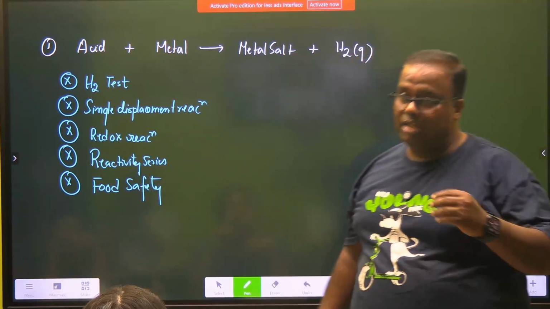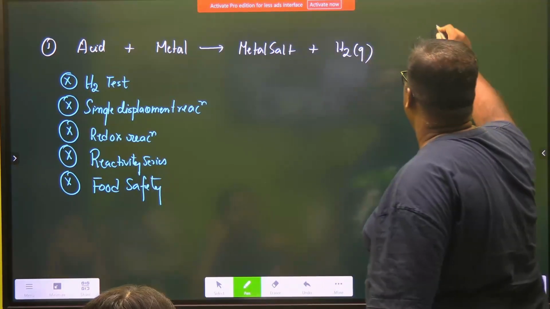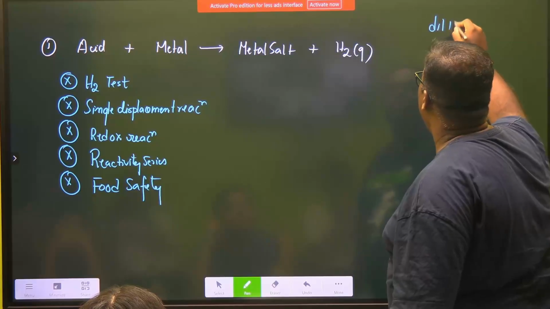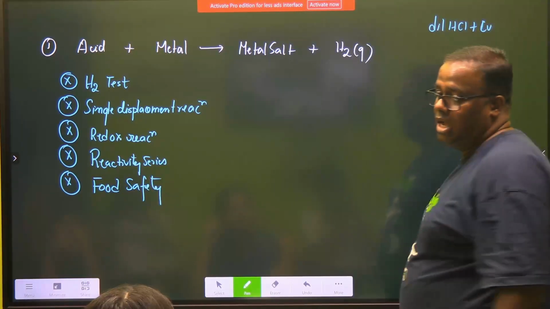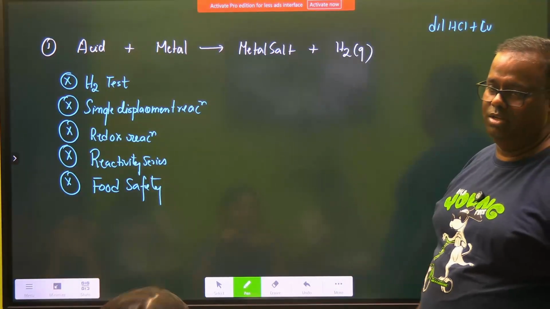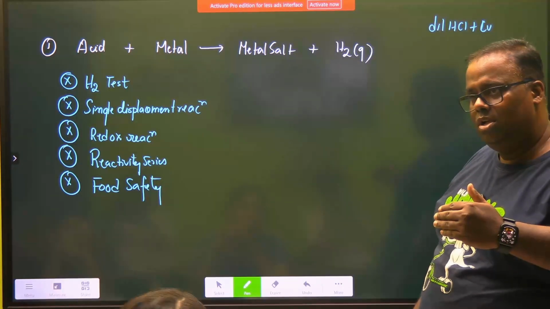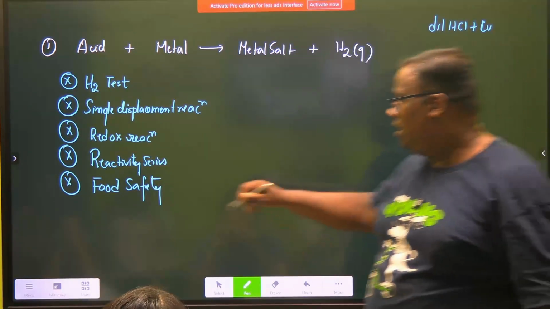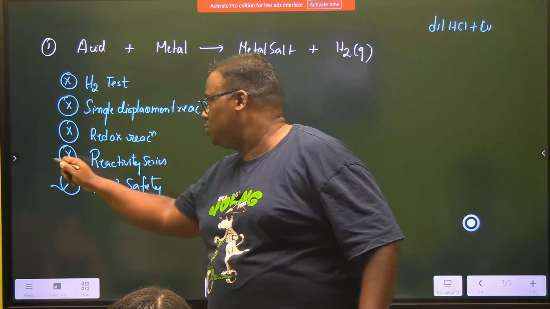So if you react dilute hydrochloric acid, dilute HCl, with copper, the copper will not be able to displace this hydrogen, right? Because copper is below hydrogen. Understood? Copper is below hydrogen. So, is this question understood?